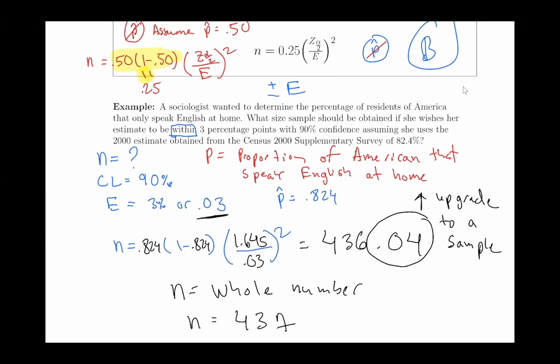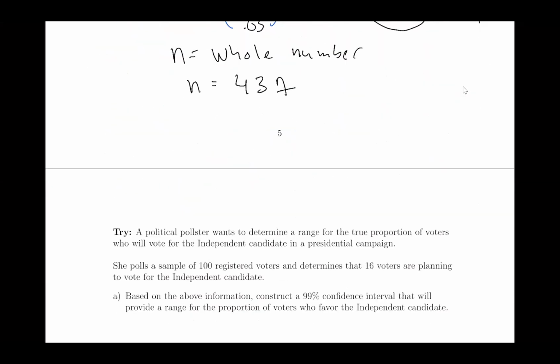And the reason why we upgrade it to the next highest one: if you were to leave it at 436, that's going to make my margin of error go up. And I don't want my margin of error to go up. I want it to be at 3% or below 3%, but I don't want it to go above 3%. So that's the final answer for that last part. Any question on the 437?